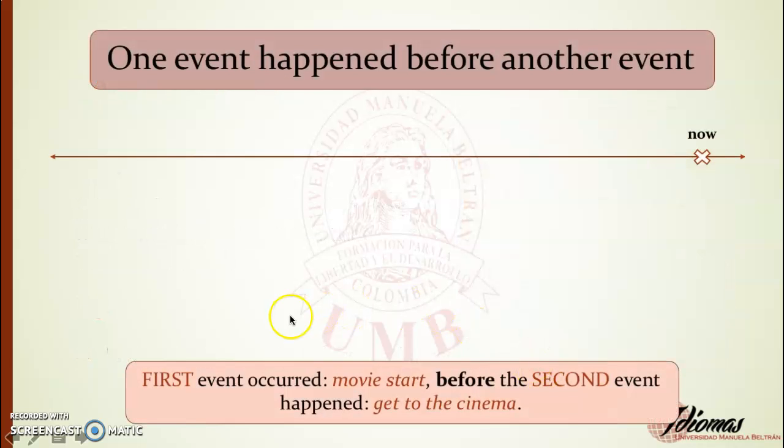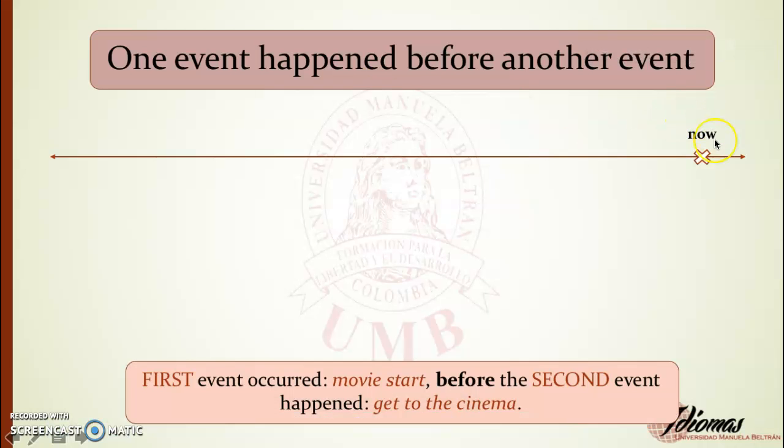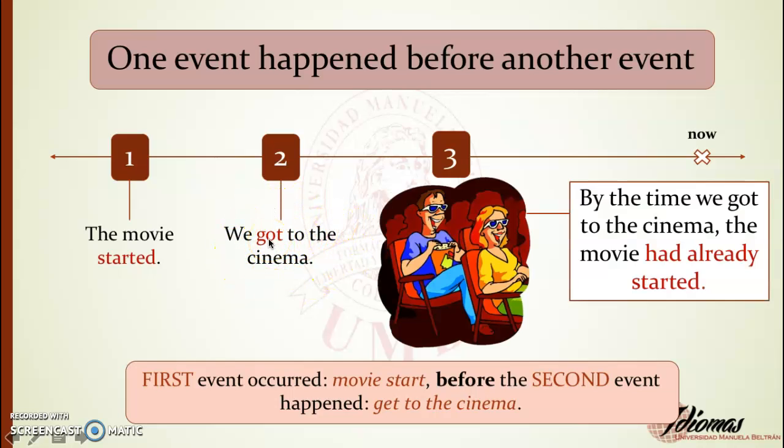For example, this is like a timeline of sequence. Yes, one event happened before another event. Un evento ocurrió antes de otro. For example, event number 1 is the movie started. La película empezó. We got to the cinema. We arrived at the cinema. And now, by the time we got to the cinema, the movie had already started. Cuando nosotros llegamos al cine, la película ya había empezado.